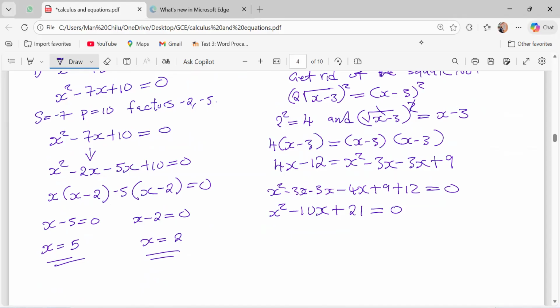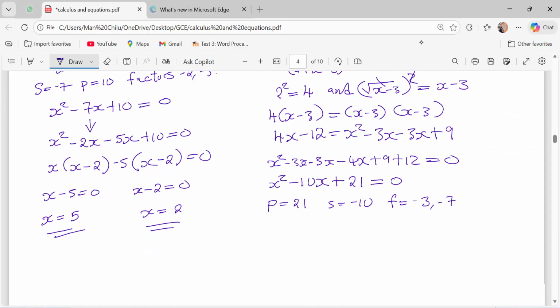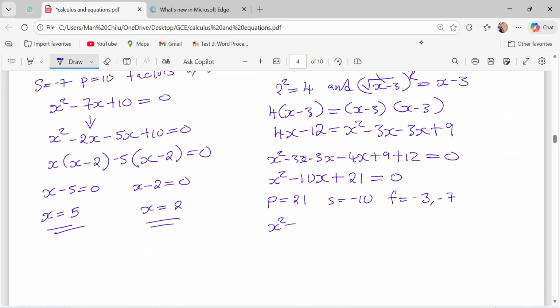So we need to look for two numbers. The product here is 21. The sum here is negative 10. And what are the factors? The factors will be negative 3 and negative 7. So if we say negative 3 minus 7, we get negative 10. Negative 3 times negative 7, you get positive 21. So this means that x squared minus 10x plus 21 equal to 0.